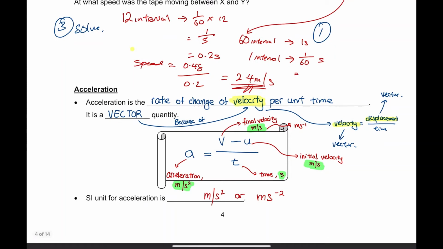Acceleration is the rate of change of velocity per unit time. For example, if I press the accelerator pedal, my speed will just increase and increase and increase. The formula that we need to know is A equals V minus U over T.